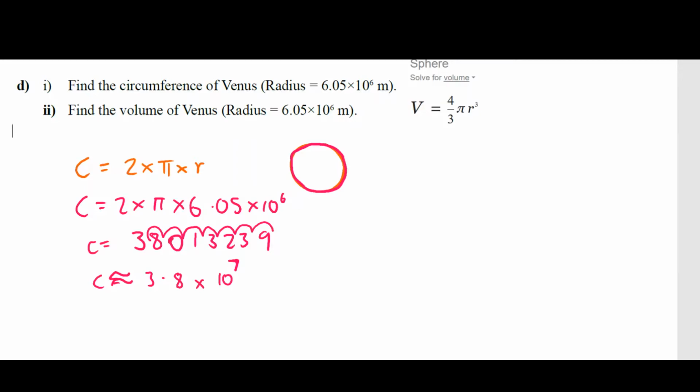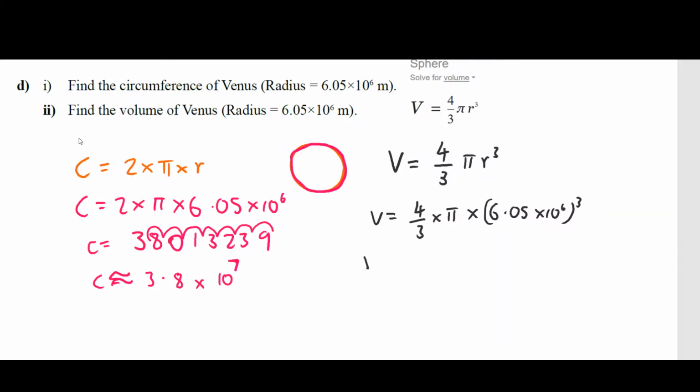Find the volume of Venus. So the volume is equal to 4/3 pi r cubed. Okay, so volume is going to be 4/3 times pi times 6.05 times 10 to the 6 cubed. Okay, and let's figure that one out. So we can type that straight into our calculator.